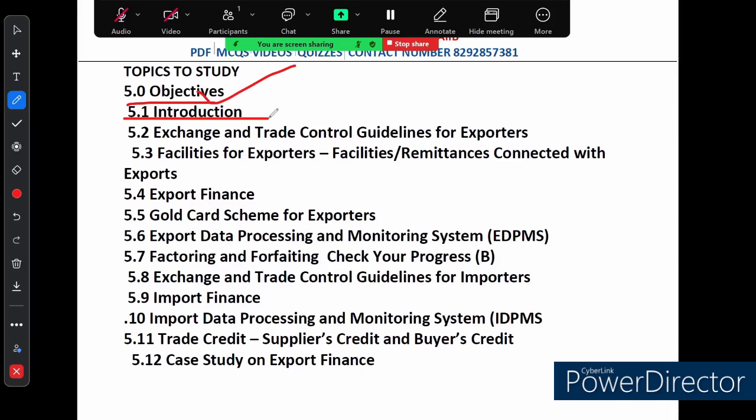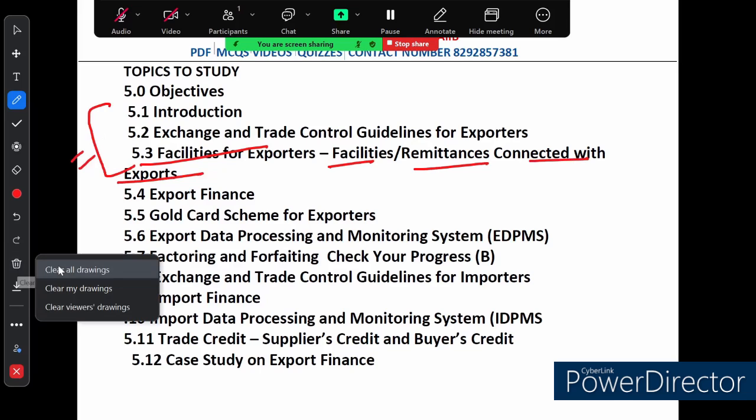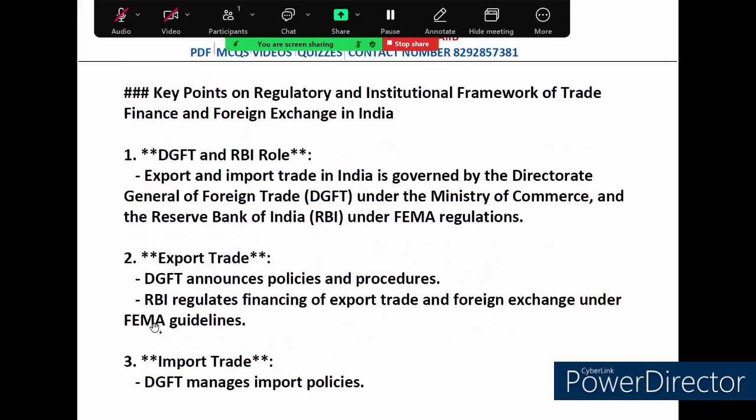We will discuss the introduction part. We will discuss the Exchange and Trade Control guidelines, that is called ECG, a very important topic for exporters. And also we will discuss facilities for exporters. What are the facilities, what are the remittances connected with the export? So these 3 topics we are going to cover in this particular session. So without wasting our time, let's begin with the first topic, that is key points on regulatory and institutional framework of trade, finance and foreign exchange in India.